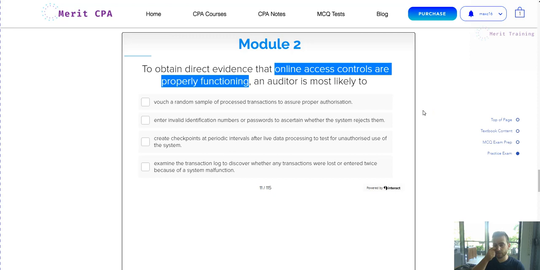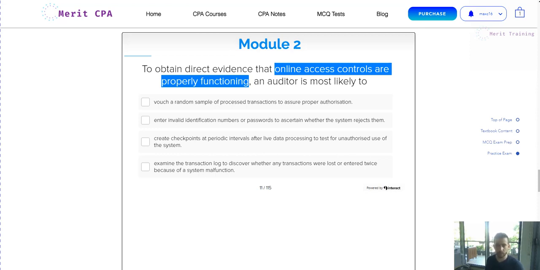So what that means is, for example, if we're entering data into the system, whether that's trying to get access to a confidential part of the system, like payroll, for example, let's try and access that ourselves. The online access controls would prevent someone who doesn't have the right access from accessing private payroll data.